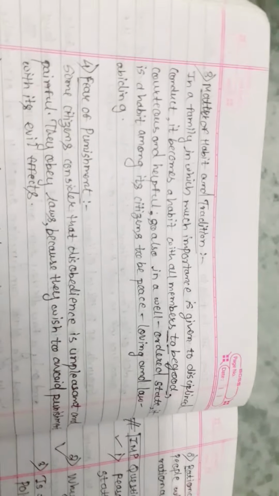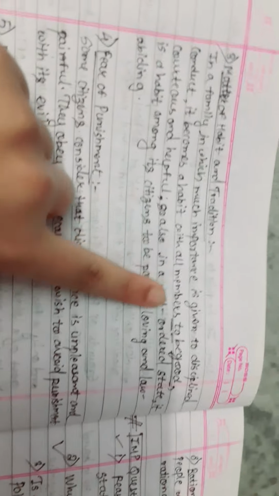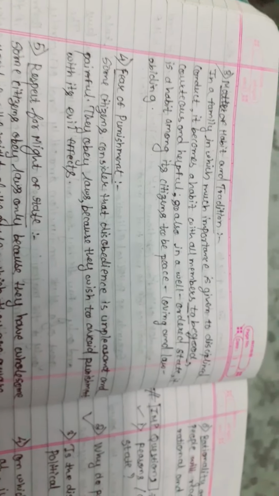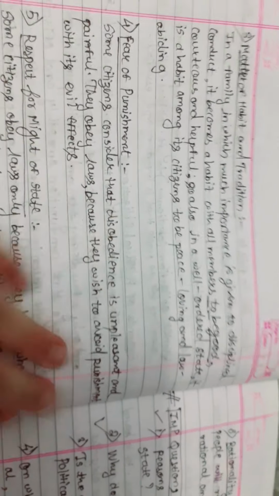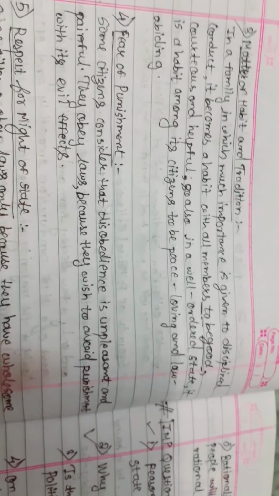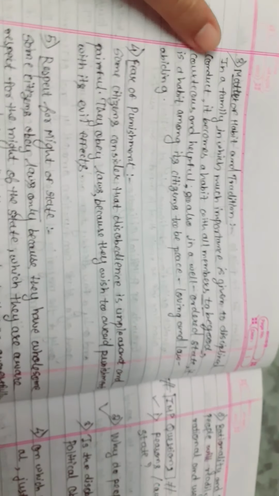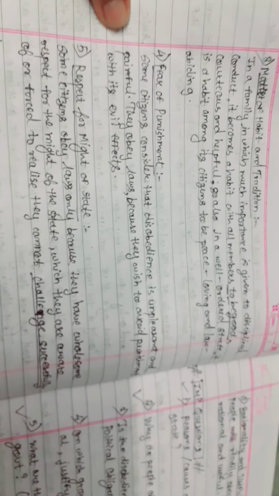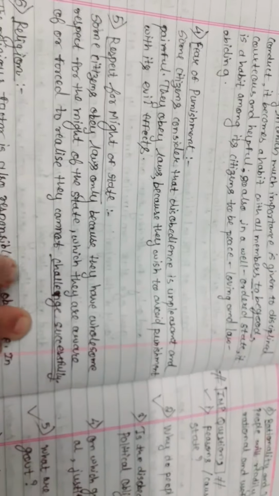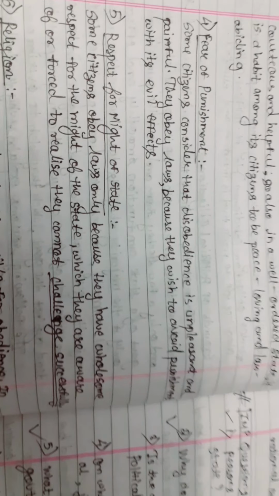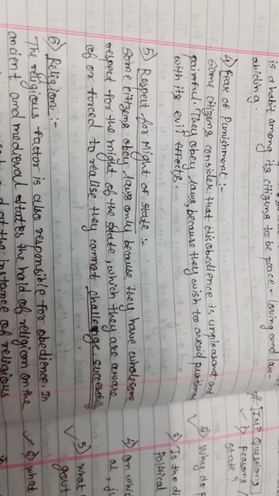Next is the matter of habit and tradition. In a family in which much importance is given to disciplined conduct, it becomes a habit with all the members to be good, courteous, and helpful. So also in a well-ordered state, it is a habit among its citizens to be peace-loving and law-abiding. So, matter of habit and tradition. Fourth, fear of punishment. Some citizens consider that disobedience is unpleasant and painful. They obey laws because they wish to avoid the punishment with its ill effects.